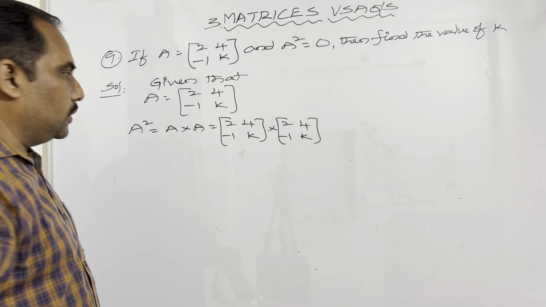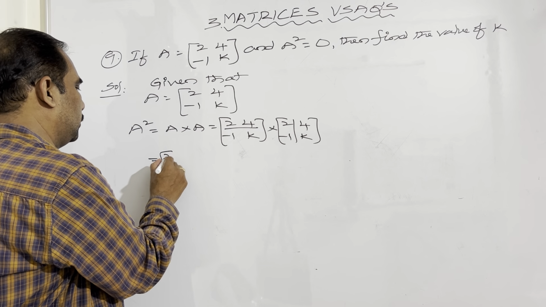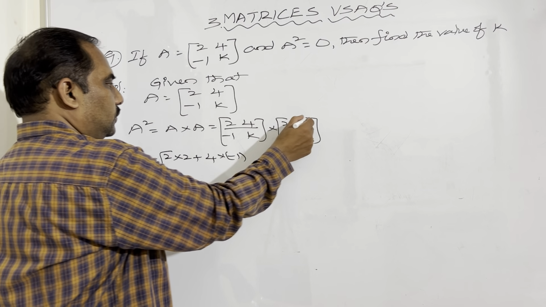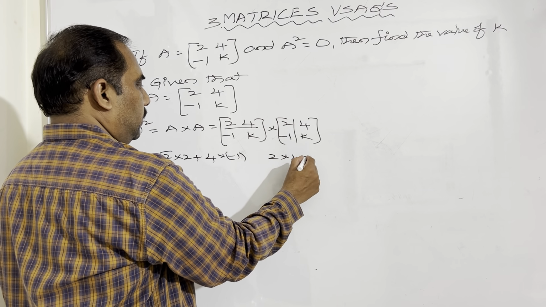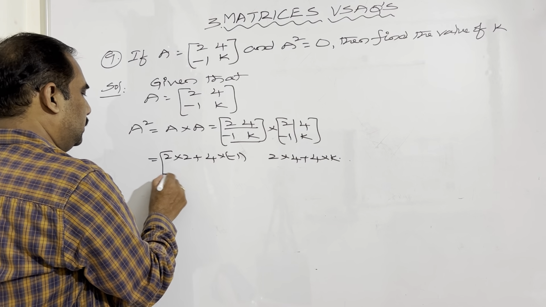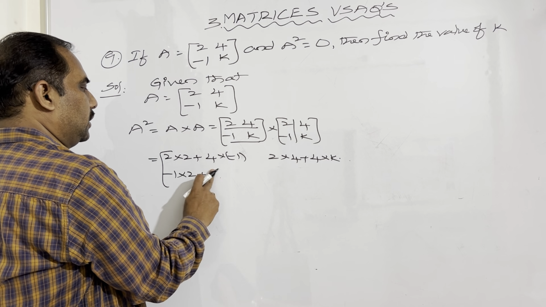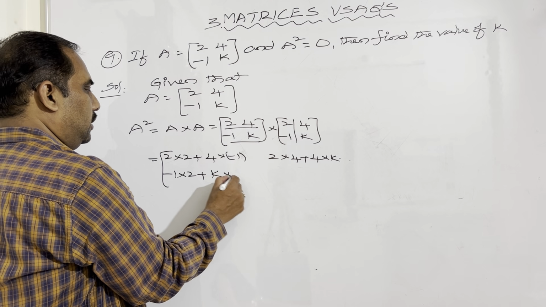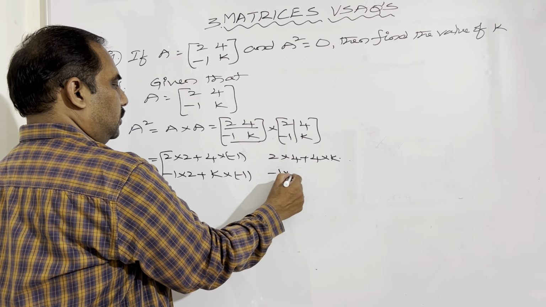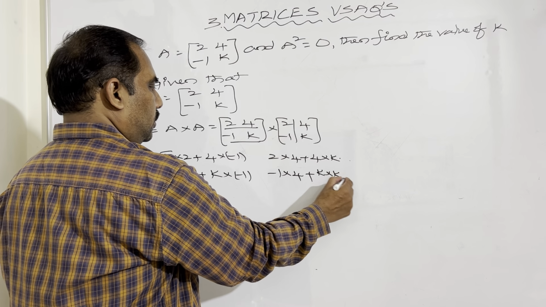Matrix multiplication is possible. So which is equal to, first row, first column, if you multiply 2 into 2 plus 4 into minus 1. Again first row, second column, 2 into 4 plus 4 into k here. Now second row, first column, that is minus 1 into 2 plus k into minus 1 here. And second row, second column, minus 1 into 4 and plus here k into k, we get.